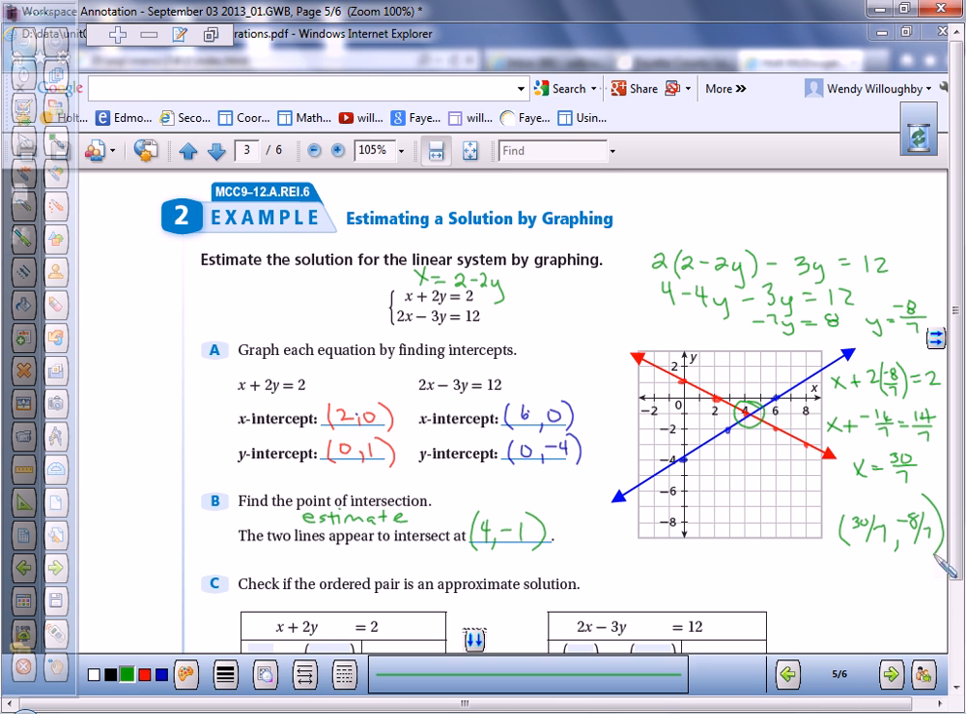So our estimate was pretty close, because 30 divided by 7 is 4 2/7, so that's pretty close. So we had a nice estimate. And sometimes estimation is enough. Other times we need an exact answer.